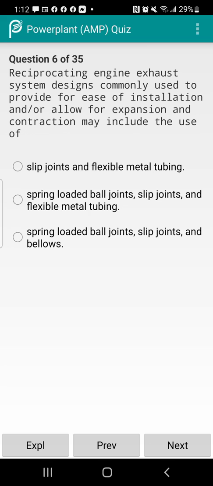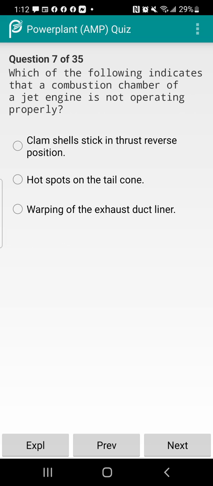Reciprocating engine exhaust systems design commonly use, to provide for easy installation and or allow for expansion and contraction, may include the use of spring-loaded ball joints, slip joints, and bellows.